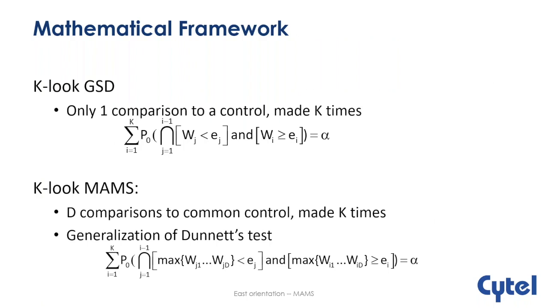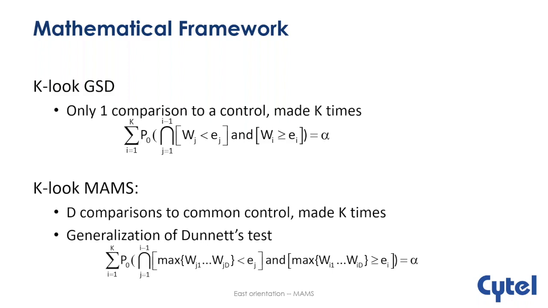Mathematically, here's how we think about things. If you look at the very top of the screen, we have the standard K-look group sequential design where you have one experimental treatment compared to control, and you have this comparison made K times. These are the different interim looks that you have, as well as the final analysis. The way that we find the efficacy boundaries is by controlling the type 1 error, by imposing the constraint that under the null hypothesis, the probability that we will stop either on the first or on the second or on the kth look will be equal to alpha.